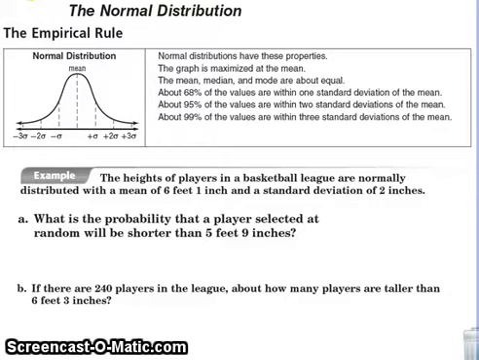So, you all have a really nice graph there on your sheet of paper. I actually don't have it. I didn't cut it in to my notes. But it tells us that the heights of players in a basketball league are normally distributed with a mean of 6'1". So that tells us our height is going to be 6 feet and 1 inch. And then a standard deviation of 2 inches. That means we are going to add 2 inches in order to find our next height.